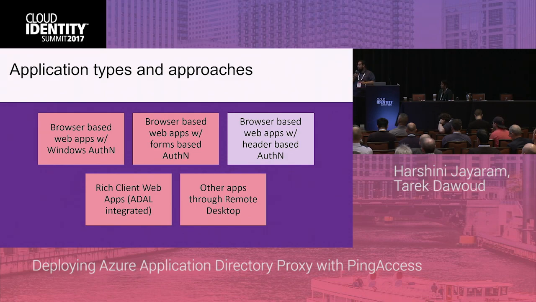Other apps through remote desktop, so we're also able to publish remote desktop through the application proxy. If you are using Internet Explorer or Edge, you can actually get single sign-on into the machine. If you don't, then you're going to get a prompt at the machine to log into the machine itself. But if you use Edge and IE, you actually get to log into the machine straight with the cloud credentials you use to authenticate to the app proxy.